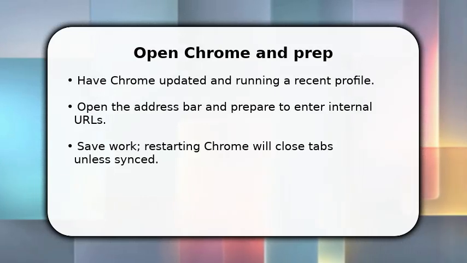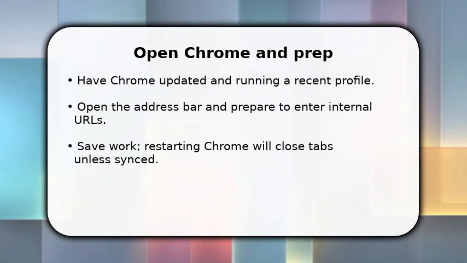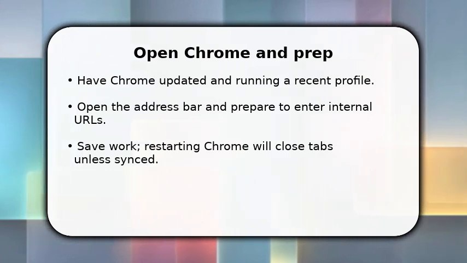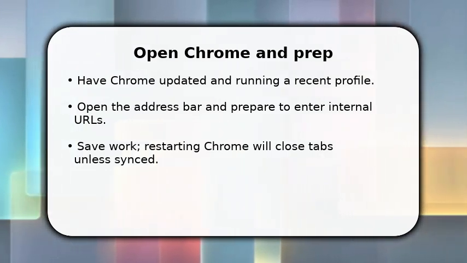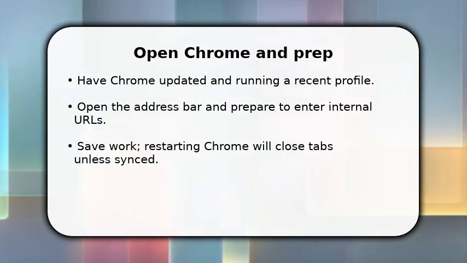You start by confirming Chrome is updated and you've saved your tabs. Once done, type chrome://net-internals/#dns in the address bar to reach Chrome's DNS tools. This is faster than changing system settings.